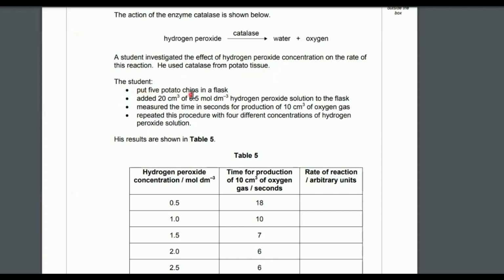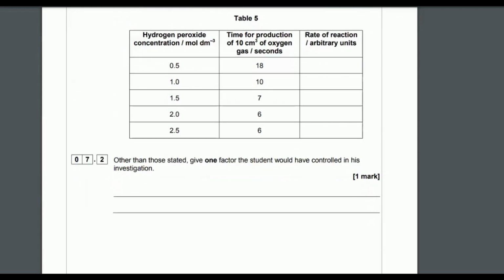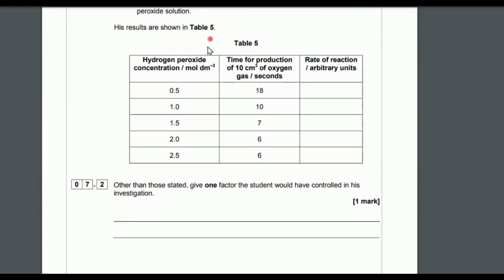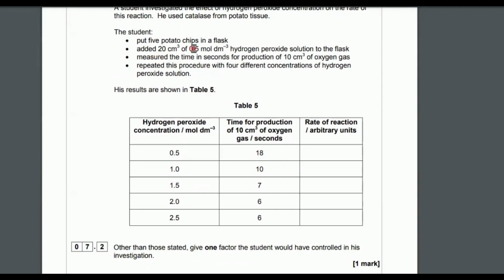Okay, so we've got this little question here about the action of the enzyme catalase. I'd say pause the video and read all of this. They've got the method here. The student put 5 potato chips in a flask, added 20 centimeter cubed of 0.5 mole per decimeter cubed hydrogen peroxide. So they've given us those variables that are controlled. We've then got the table of results here, table 5. It's got the different concentrations of hydrogen peroxide, followed by the time in seconds for 10 centimeter cubed of oxygen to be released. And we've got a blank column here for the rate of reaction in arbitrary units.